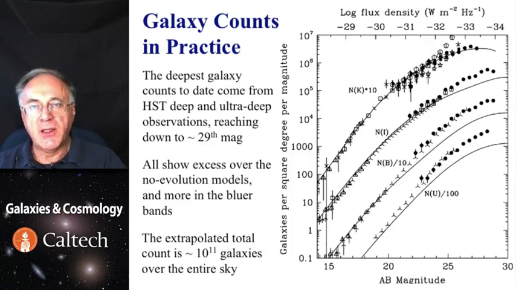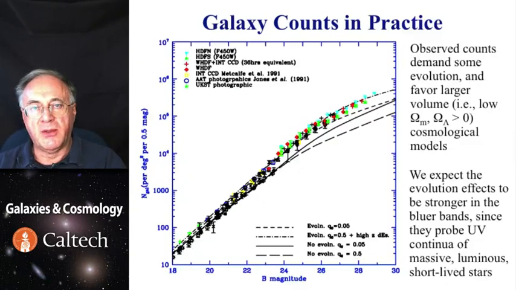A simple extrapolation of these counts to the entire sky suggests that there are about 100 billion galaxies within the observable universe. That probably doesn't count a whole number of little dwarf galaxies. Here is an example of galaxy counts in blue filter from several different groups. There is a good mutual agreement, and the counts are above the no evolution prediction. The amount of deviation is again an indicator of galaxy evolution.